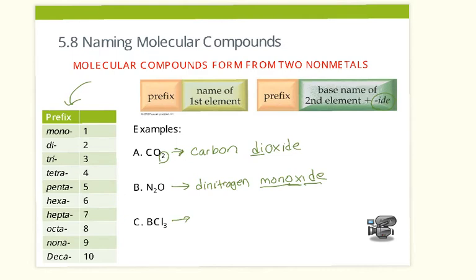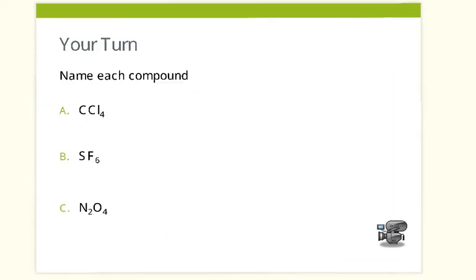Okay? Now, boron here, and we have chlorine, so we have only one boron, so we can just say boron. We don't have to say monoboron. Okay, so boron, and then we have 3 chlorides, so we're going to use the prefix tri, and we're going to use the base name of chlorine, followed by the ide sound. So it's boron trichloride. Okay, go ahead and give this a try.